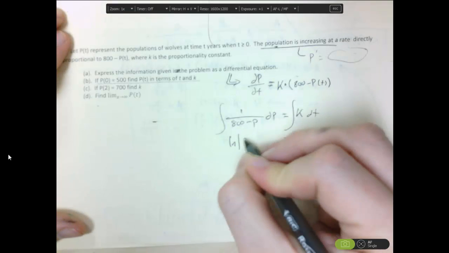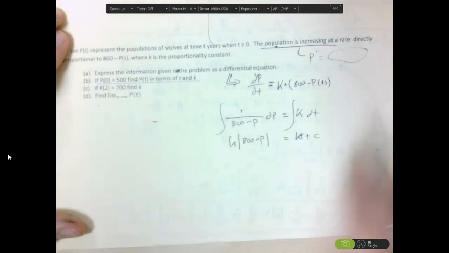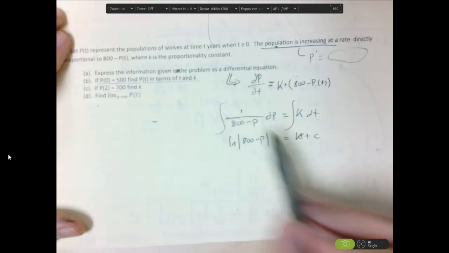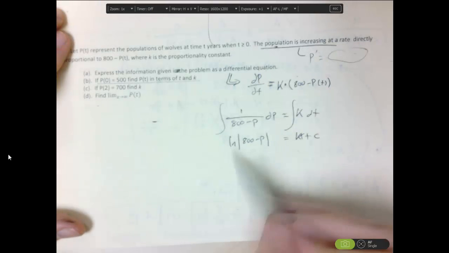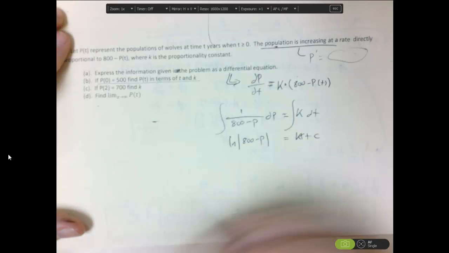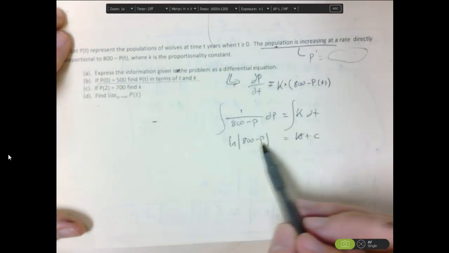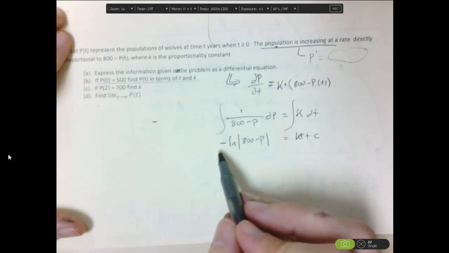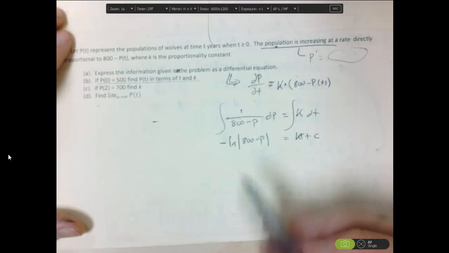So I have natural log 800 minus p. But be careful, because the coefficient on p is negative. If I were to take the derivative of this, you would have to use the chain rule, and so multiply by the derivative of negative p. So I have to have a negative on the outside here that would cancel out for that.